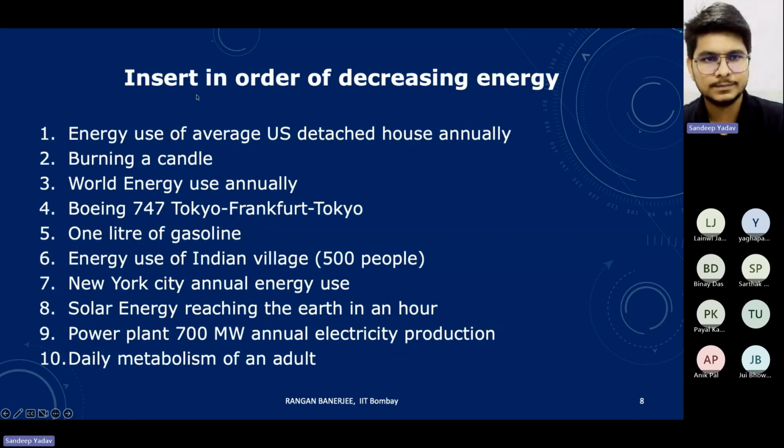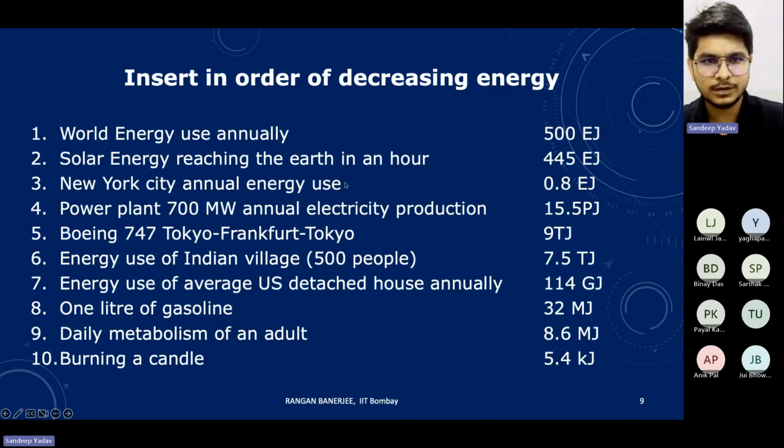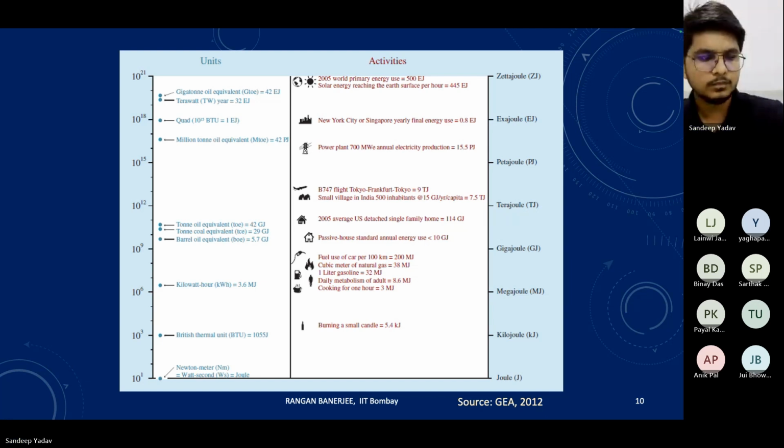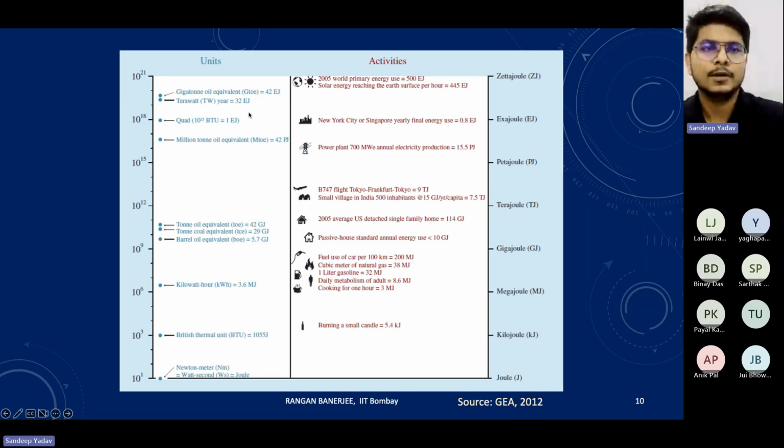This is the question that was solved in the class. If you see that graph, it goes from 10 raised to power 1 joule up to 10 raised to power 21 joule, and that is the highest form of that unit, called zettajoule.